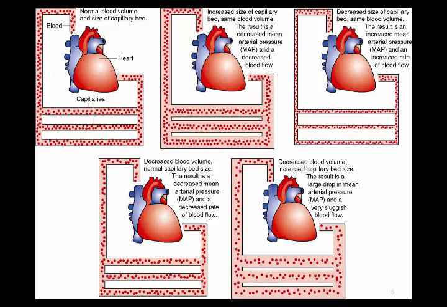As we go down further, the next one is a picture of what happens when we have decreased blood volume, but a normal capillary bed size. In this case, we're still going to see the decrease in mean arterial pressure. So when your blood volume's low, your mean arterial pressure is low. When it's high, your mean arterial pressure is high. The last one just depicts what would happen if we had both a vasodilatation and a lack of blood.